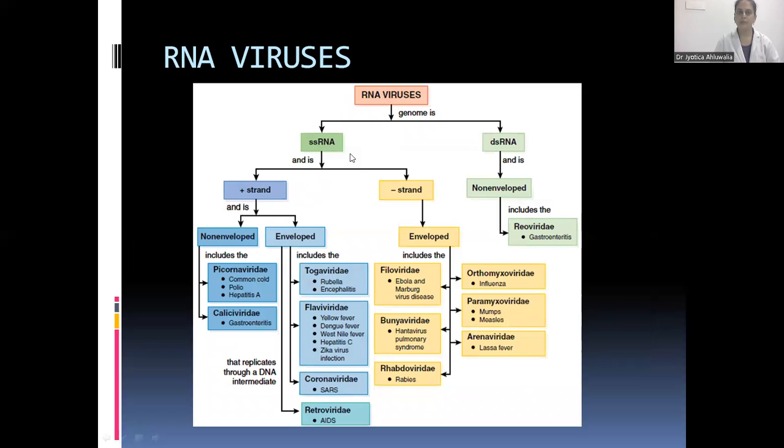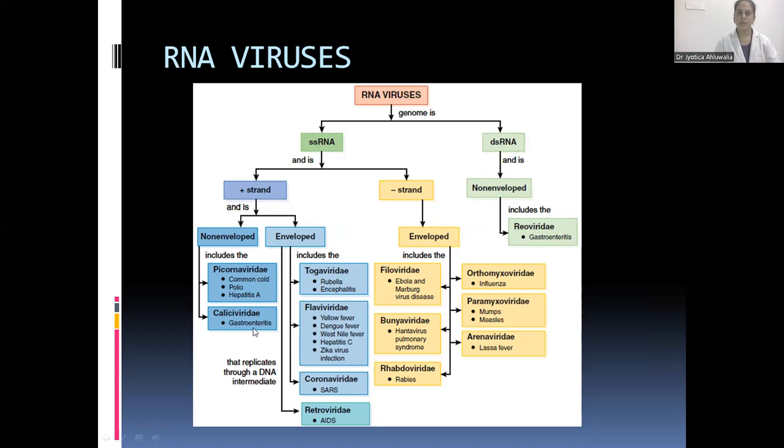RNA viruses are either single-stranded or double-stranded RNA viruses. Again, they can have a positive strand or negative strand. They can be enveloped or non-enveloped. Most of them, the Picornaviridae, cause encephalitis or respiratory infections. Some are associated with gastroenteritis. The Picornaviridae include the enterovirus, rhinovirus, and hepatitis A virus.